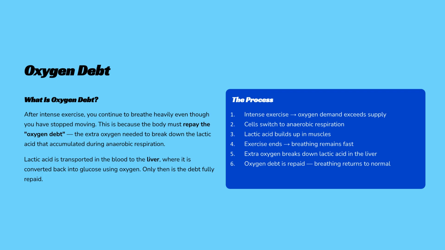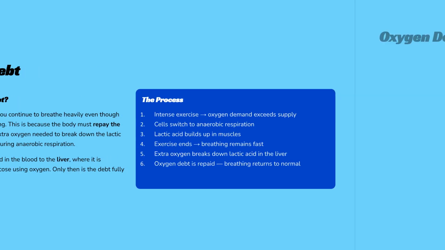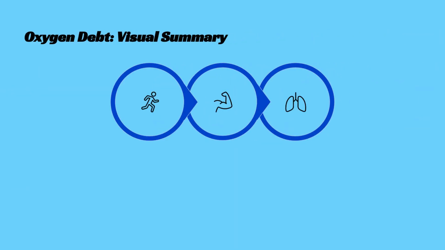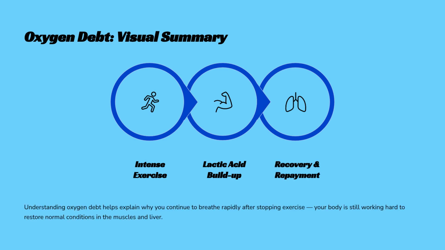Lactic acid is transported to the liver and converted back to glucose using oxygen. Once this process is complete, breathing returns to normal and the debt is repaid. This visual summary illustrates oxygen debt. Intense exercise leads to lactic acid buildup, requiring recovery and repayment. Breathing rapidly after stopping exercise means your body is still using oxygen to restore normal conditions in the muscles and liver.